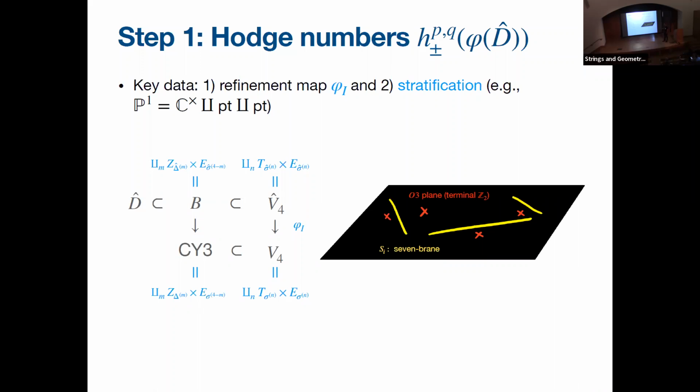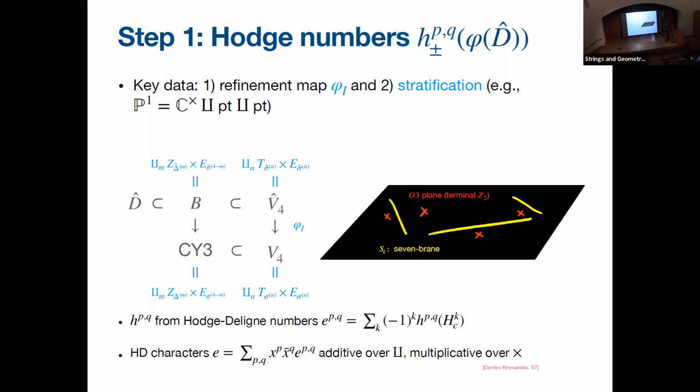So the stratification is particularly nice for computing Hodge numbers because we can use something called Hodge-Deligne numbers, which are defined as signed linear combinations of Hodge numbers defined with respect to cohomology with compact support. And from these, I can define a so-called Hodge-Deligne character. The beauty of these objects is that they're additive over disjoint unions and they're multiplicative over products. And so they play nicely with stratifications of these different spaces, and therefore it becomes very easy to compute them in examples of interest. So this gives a very nice concrete way to compute the equivariant Hodge numbers.